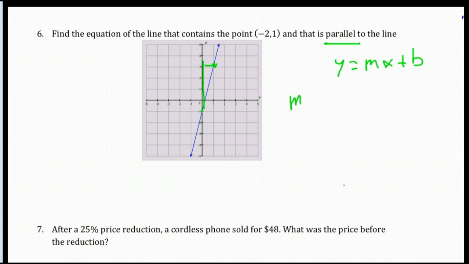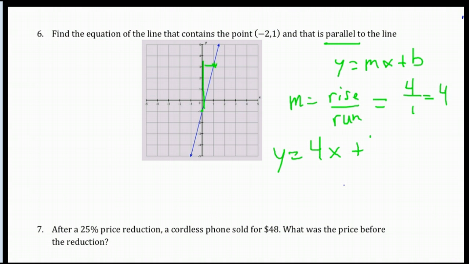We can see from the picture, from the grid, that to go from the point (0, -1) to (1, 3), we have to go up 4 and right 1. So our rise is 4, our run is 1, and therefore our slope is 4. So we can plug 4 in for m, and then you have to find the y-intercept.